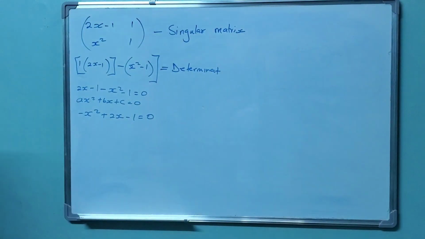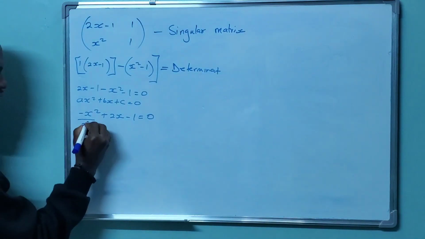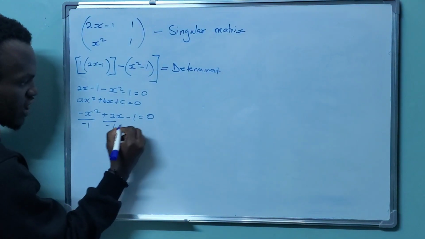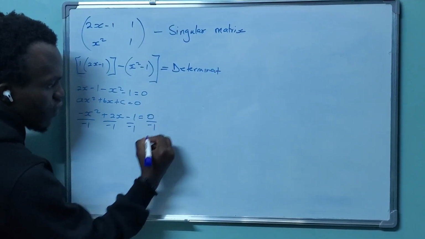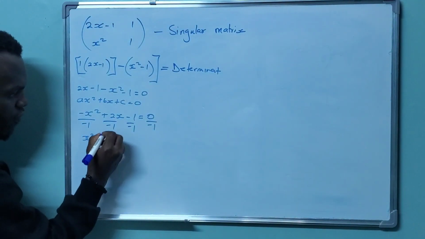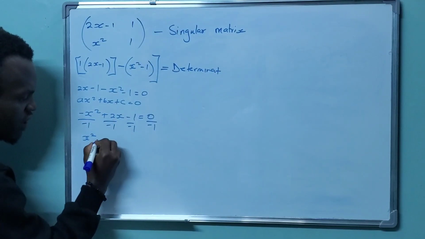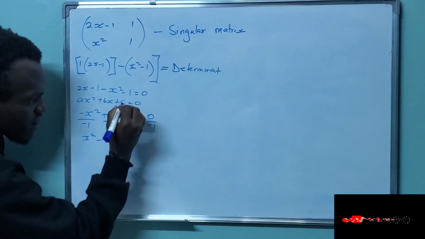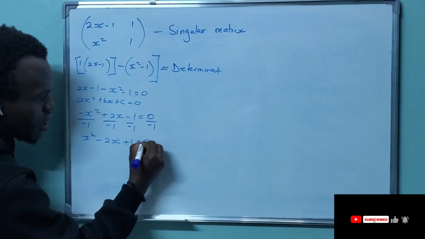I don't want to work with a negative there. My initial coefficient, I don't want to work with it when it is negative. So I'm going to divide everything by negative 1 to make it positive. So negative 1, negative 1, negative 1. Negative 1 divided by that, I'm going to get positive x squared. Then negative and positive gives me negative 2x. Then that is going to be positive 1 equals 0.